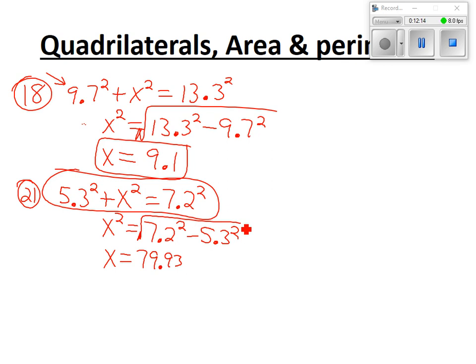I got 4.9. So we got 4.9, we got 8.9. What were we looking for again? A leg. There's no way it could be 8.9 because the hypotenuse is 7.2. 8.9 is bigger than the hypotenuse, so is that going to work? No. So what's our answer? 4.9.